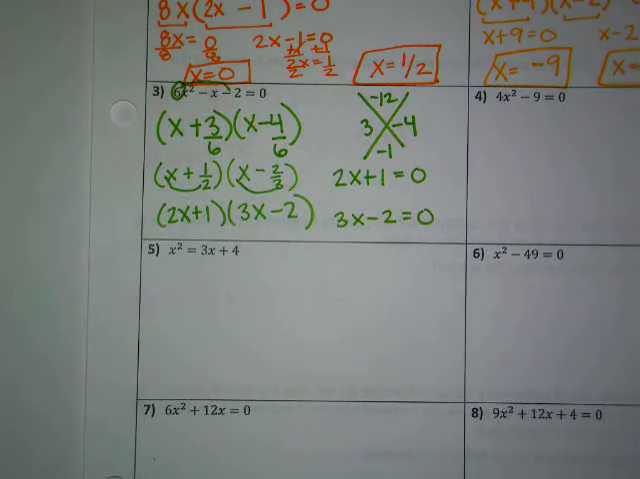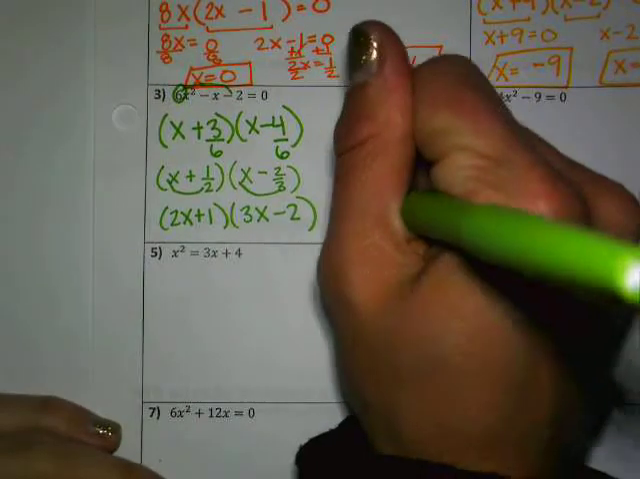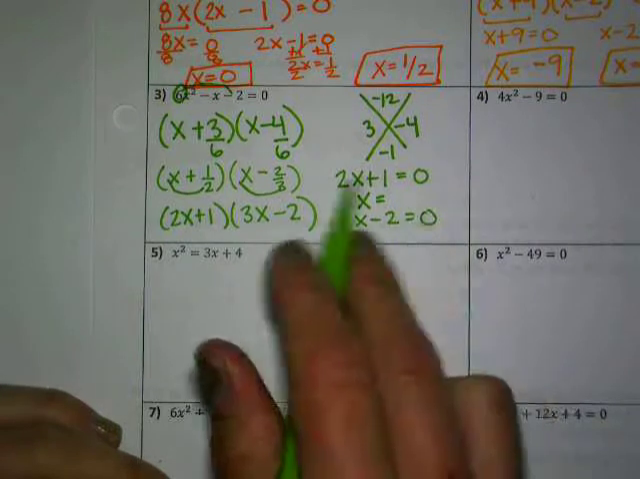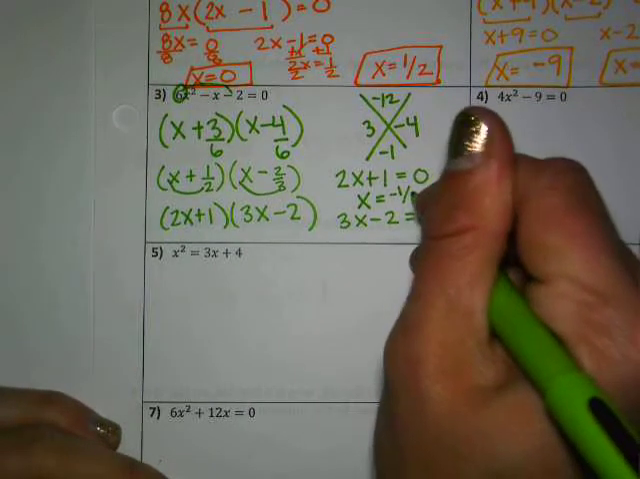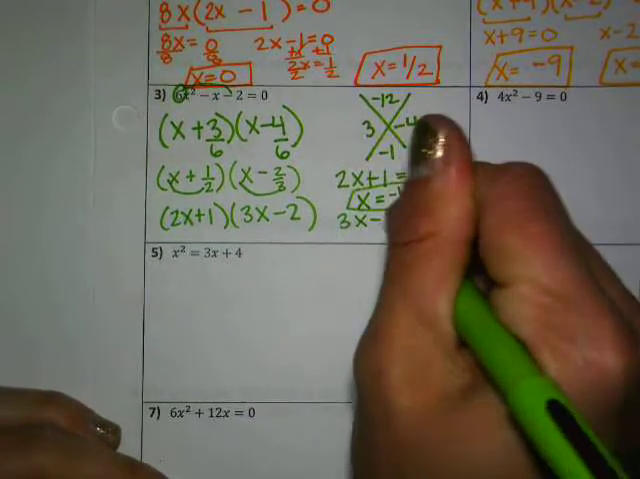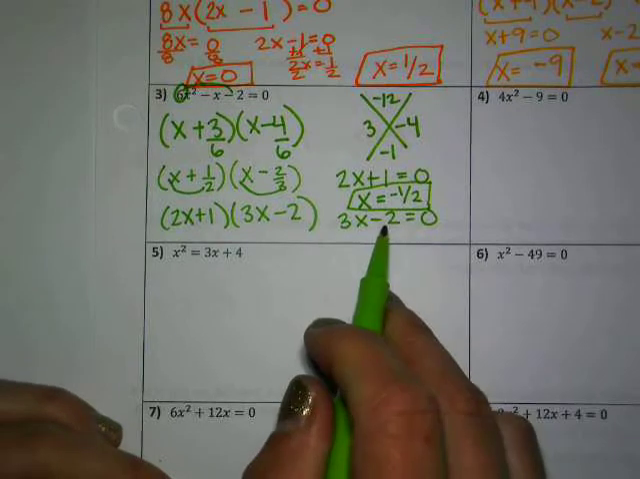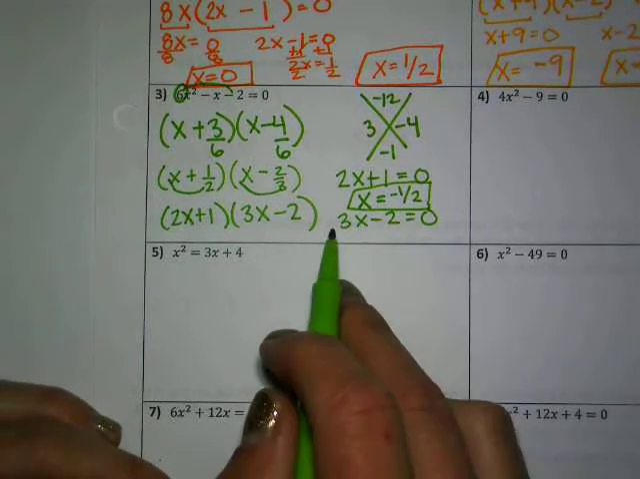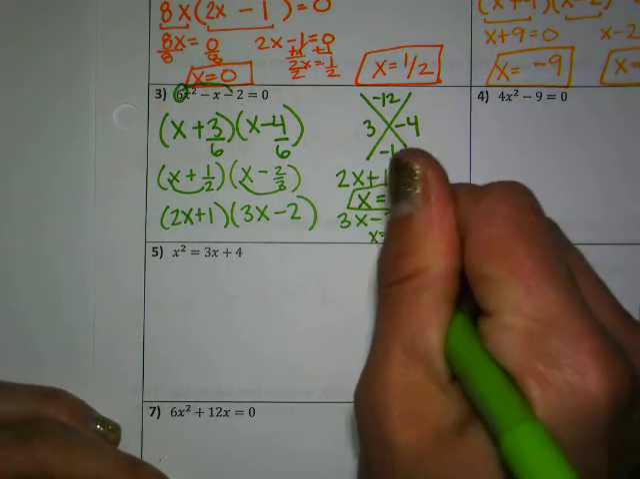So I'm running out of space here on my paper, so I'm just going to do this in my head. Minus 1 divided by 2, negative 1/2. And then add 2 divided by 3. So x equals 2/3.